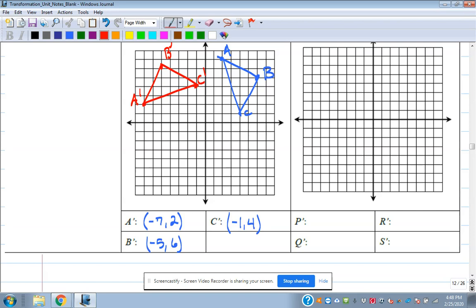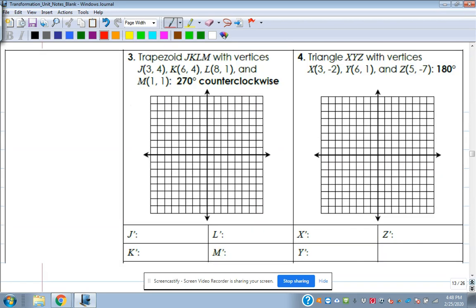Rotation 180 degrees does what to the ordered pairs? Changes the sign of X and Y. I think you guys can do that. I think we need to draw that out. Number 3, 270 degrees counterclockwise does what to the ordered pairs? Yeah, flip them around, swap them over, change the sign of that original X value to the opposite, and that gets you that.